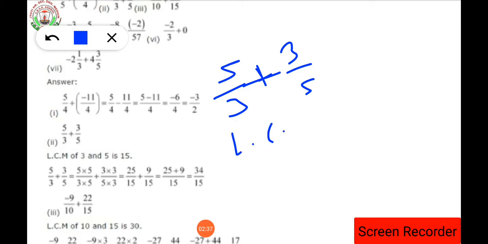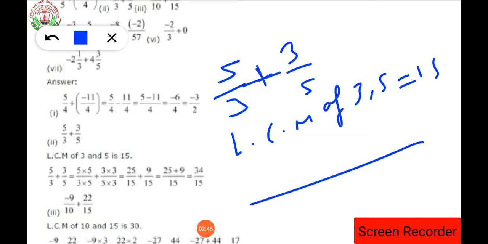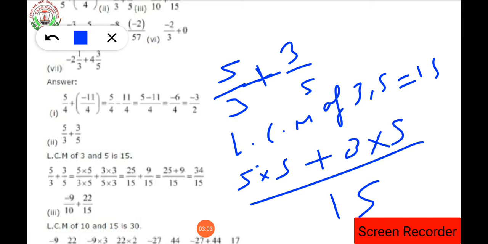For changing it into the form of like terms, we have to take the LCM of the numbers 3 and 5. So what is the LCM of 3 and 5? It will be 15, isn't it? So taking the LCM 15, 15 comes in the table of 3 how many times? 5 times. So 5 into 5 we will get. Clear? Plus 15 comes in the table of 5 how many times? 3 times. So 3 into 5, isn't it? Sorry, it is 3 coming, not 5 times.